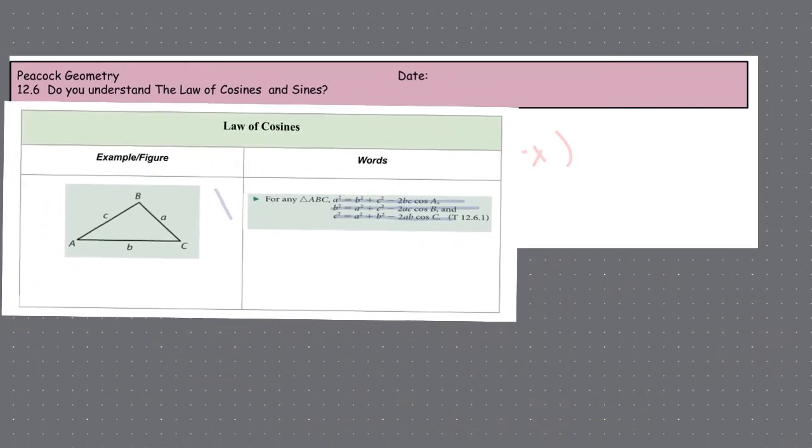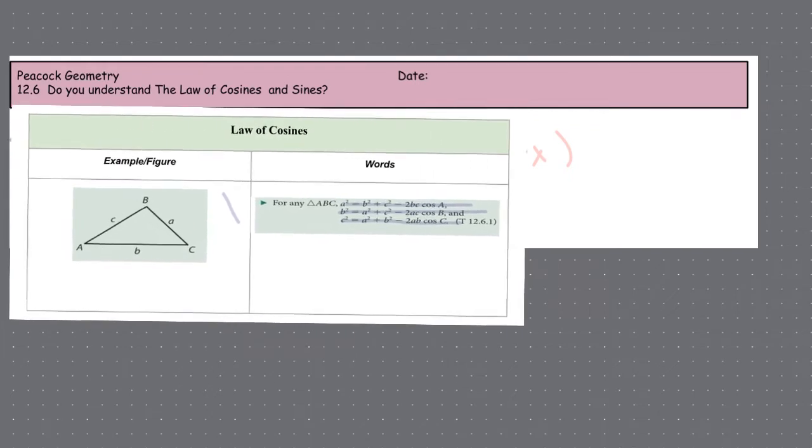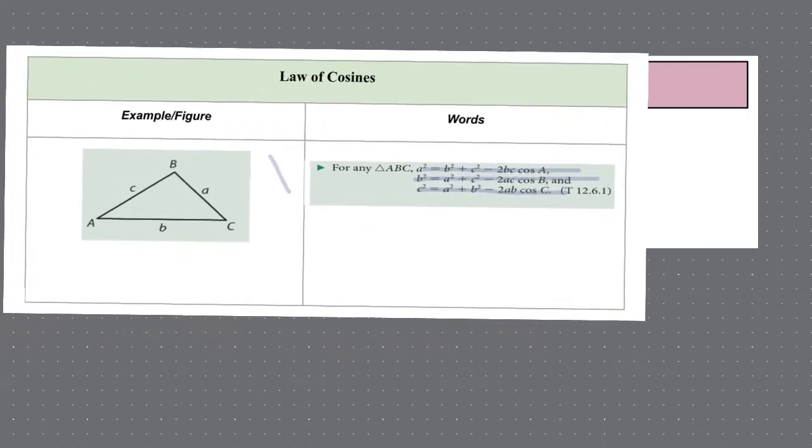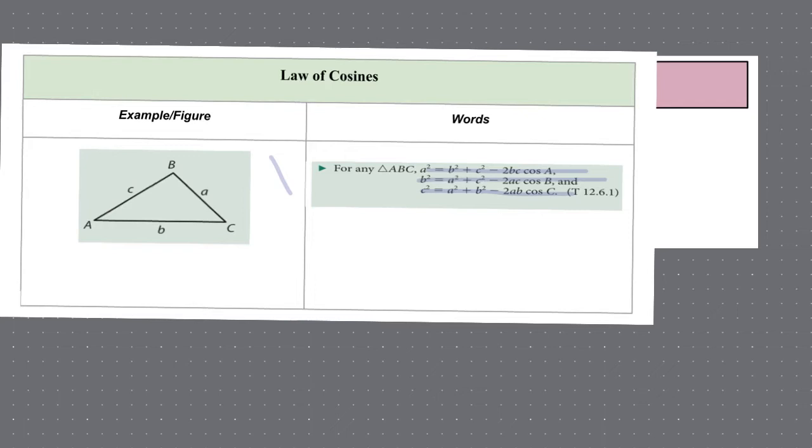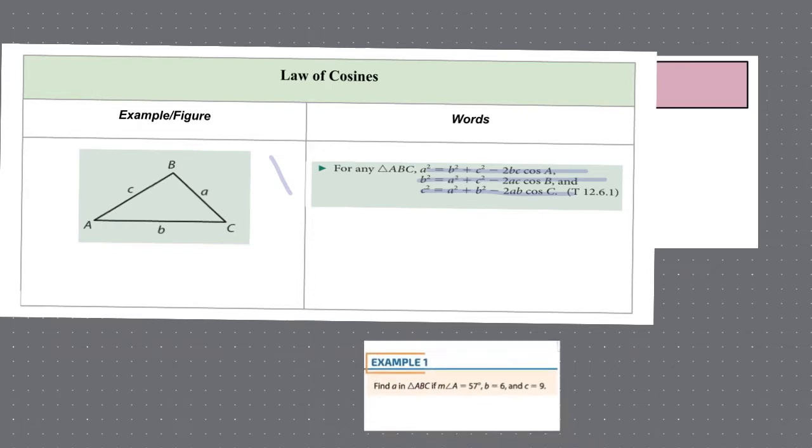So I'm just going to move that up to here because we are going to use this and do a problem. So here we go. Here's our problem. Example 1.